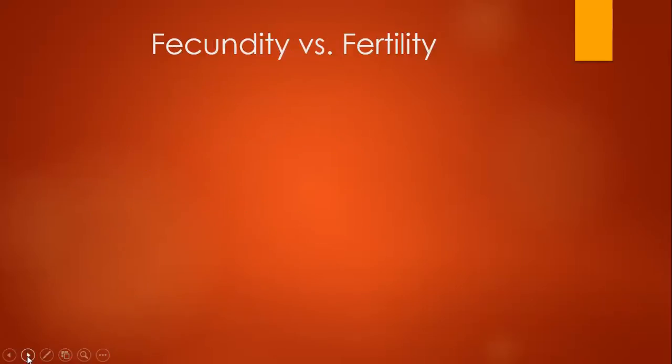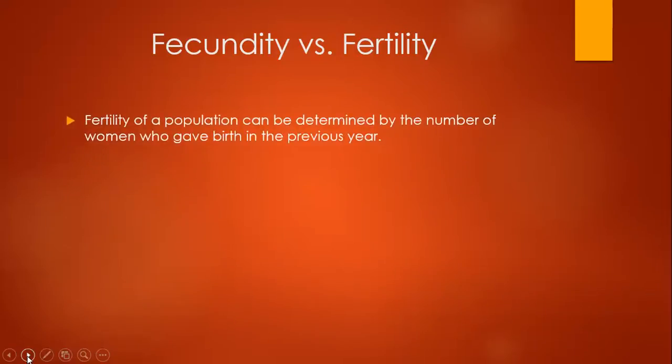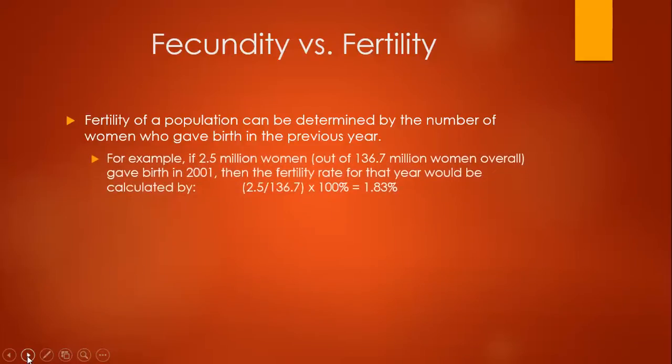So let's talk fecundity versus fertility. The fertility of a population overall can be determined by the number of women who gave birth in the previous year. So here's an example. If there are 2.5 million women out of 136.7 million women overall that gave birth in the year 2001, then the fertility rate would be calculated as such. You divide the number of women who gave birth by the total, multiply by 100%, and right there is your fertility rate.